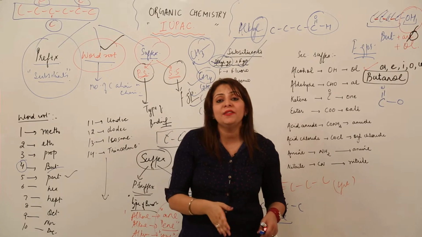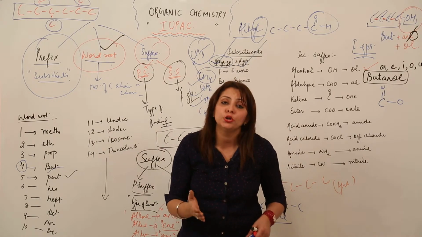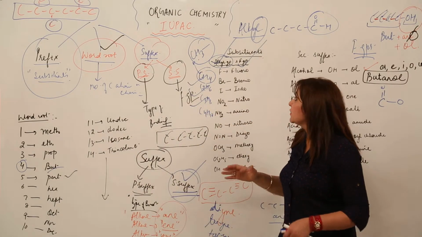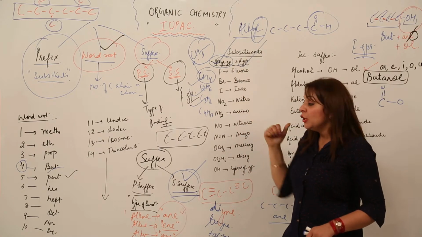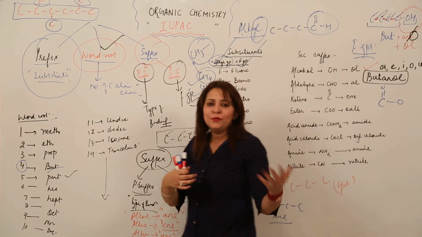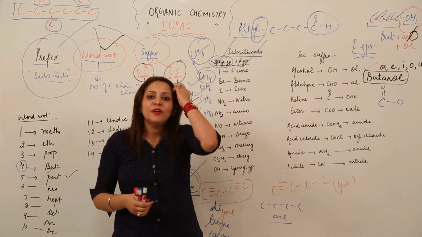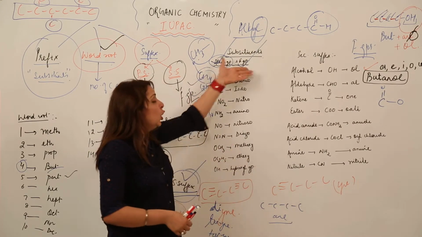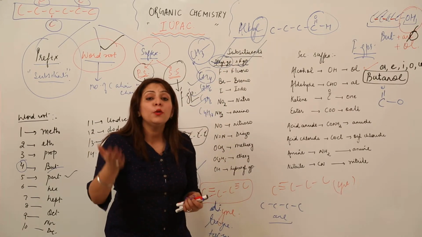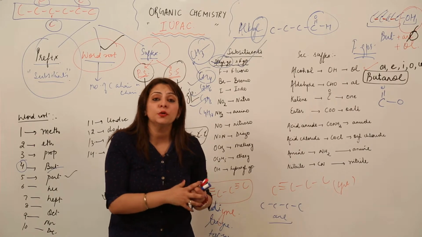In order to satisfy valency, so it indicates the methyl group. So this is how, right? And the other category of substituent we get is a functional group, right? You must be thinking that first I was telling you that functional group forms the secondary suffix, and now I am telling you that functional group can also form the substituent. So under what condition do we take functional group as a substituent?